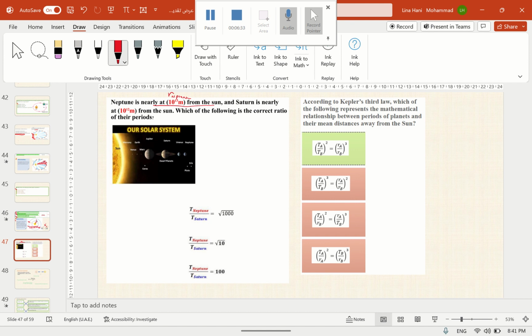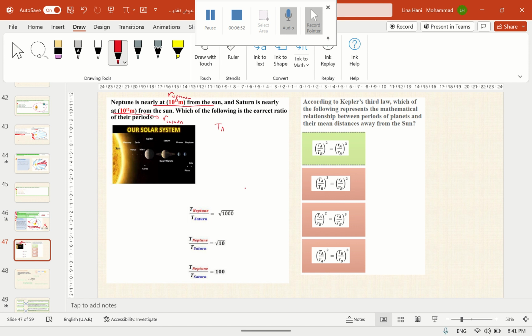And Saturn is nearly at 10 to the power of 12 meters from the sun. So this is our Saturn, the orbital radius of Saturn. Which of the following is the correct ratio of their periods? Now remember, TA over TB.